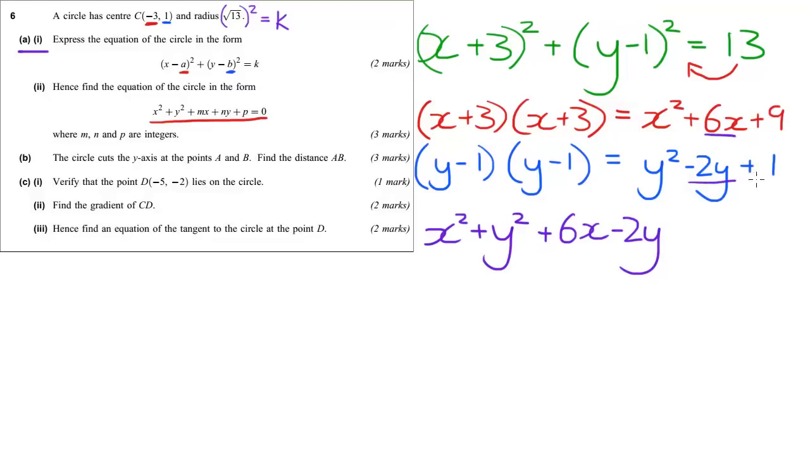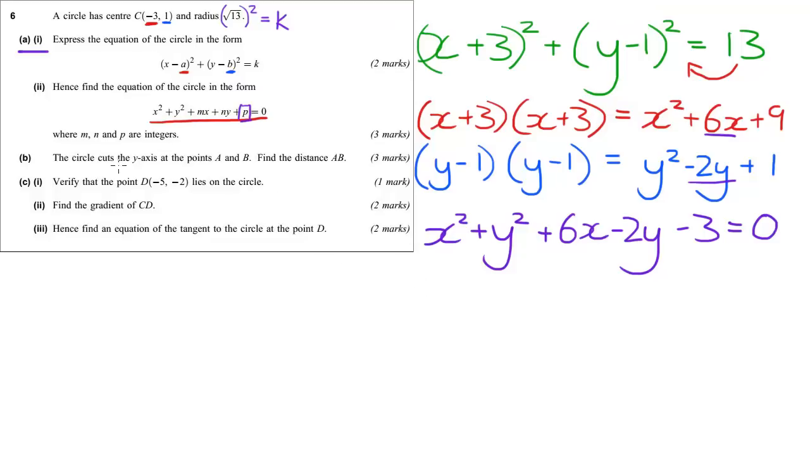And then what do we have? Well, we have plus 10 here, the 9 and the 1, but then we have to take away 13 from both sides. So we're actually going to get a minus 3, which is equal to 0. So p is going to be equal to minus 3. And that is for those 3 marks, which doesn't seem like a lot of work for 3 marks.